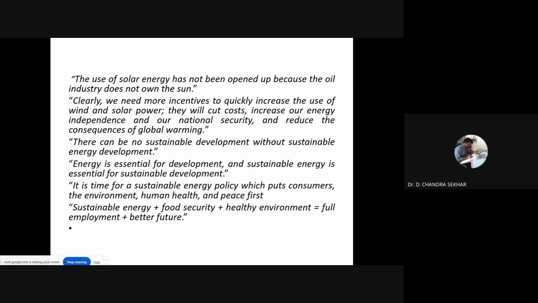Energy is essential for development, and sustainable energy is essential for sustainable development. It is a time for sustainable energy policy which puts consumers, the environment, human health, and peace first. Sustainable energy gives food security plus a healthy environment. All this gives full employment and a better future.